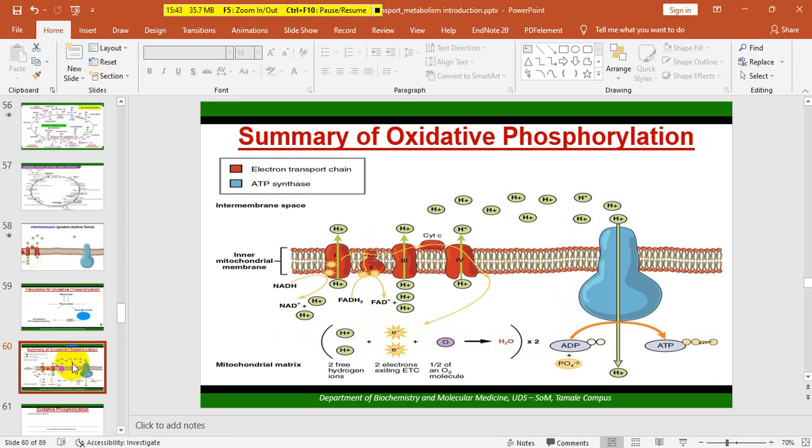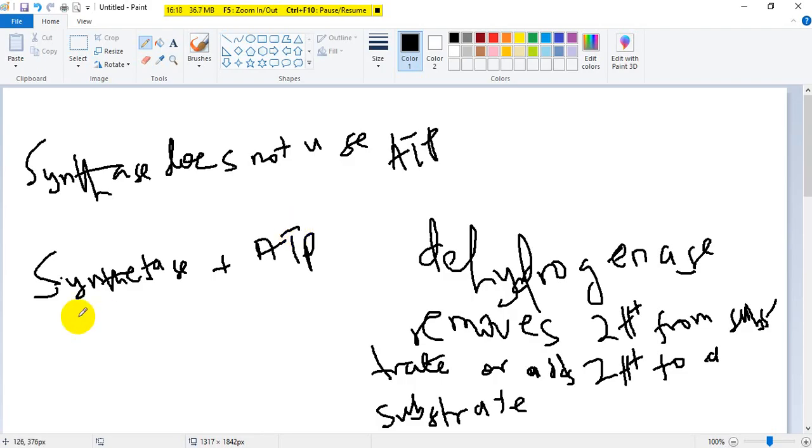So, a summary of oxidative phosphorylation or electron transport chain. We have complex 1, complex 2, complex 3, complex 4. Complex 1, 3, and 4 are proteins. They are mitochondrial membrane proteins in the matrix. Then, ubiquinone is not a protein. It's also called coenzyme Q.